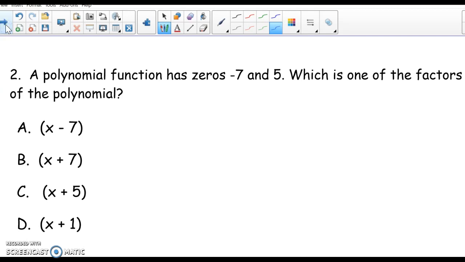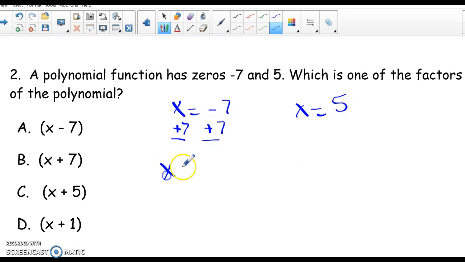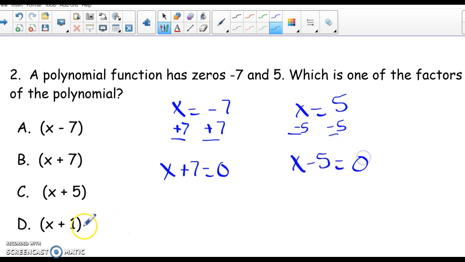A polynomial function has zeros at -7 and 5. Which is one of the factors of the polynomials? Well, remember, x equals -7, x equals 5. We bring everything over and we set it equal to 0 in order to get a factor. So x plus 7 equals 0 is a factor. And x minus 5 is a factor. So the only one that I see here is B.